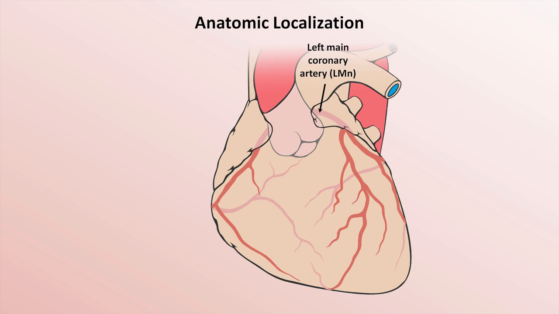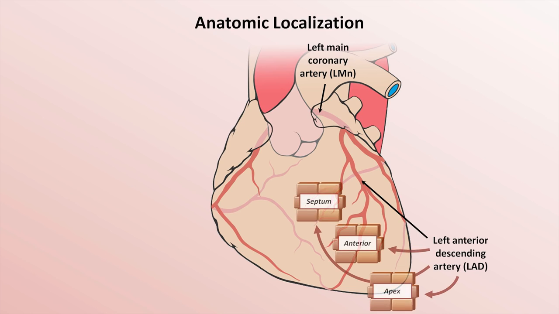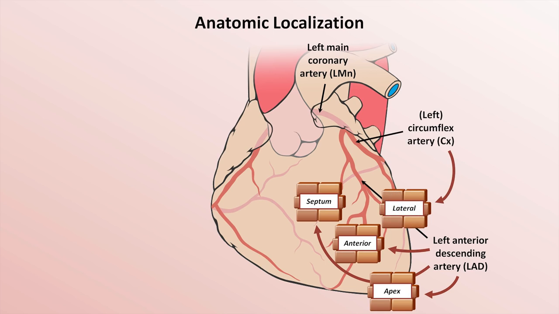However, for the specific task of EKG interpretation, I separate the ventricular myocardium into 8 regions, which are supplied by one of the 3 major coronary arteries. In the front of the heart is the left anterior descending artery, or LAD. The LAD supplies the interventricular septum, the anterior wall, and the apex. Wrapping around the lateral aspect of the heart is the circumflex artery, which supplies the lateral wall.